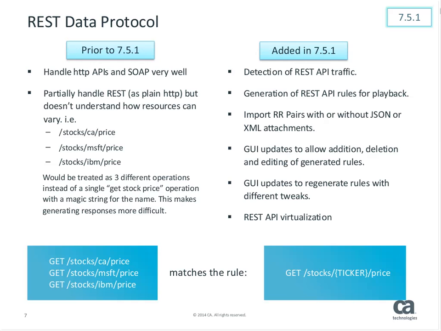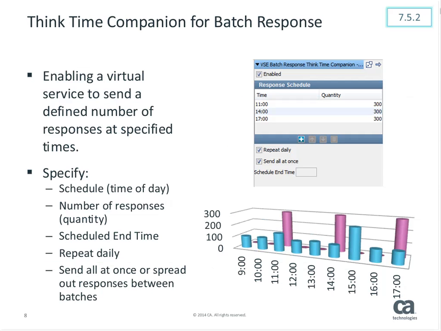Okay, let's move over to the next area. I'm going to speed it up a little bit so that we can get to our next presenter. We have two new sync time companions for virtual service responses to requests. The first one is a batch response that's now available in 7.5.2. This is mostly useful with the SAP protocol.